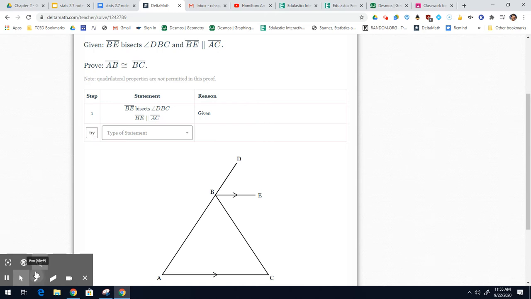So just to kind of talk about the isosceles triangle theorem. So this right here, prove that AB and BC are congruent. This means that we have to prove that this is an isosceles triangle. And the way that we do that is by showing that these two angles are congruent. So my goal is to say that angle A and angle C are congruent. If they're congruent, then segment AB and segment BC are going to be congruent.